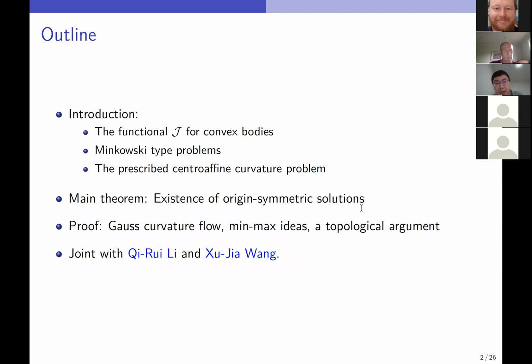Our main theorem is about the existence of origin symmetric solutions to the critical points of this functional. To prove this theorem, we basically need to use the flow method, Gauss curvature flow, and we also need to use some min-max ideas. In particular, we need to use a topological argument in one key step.